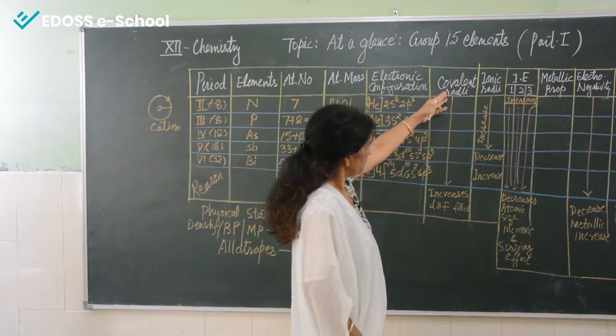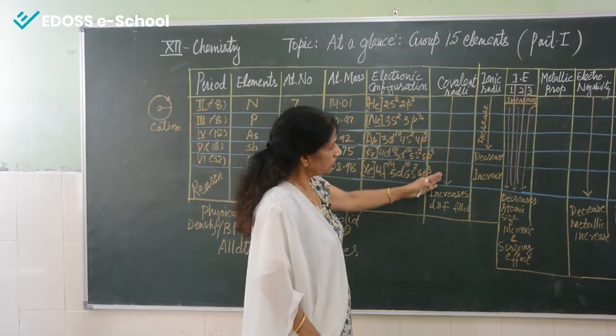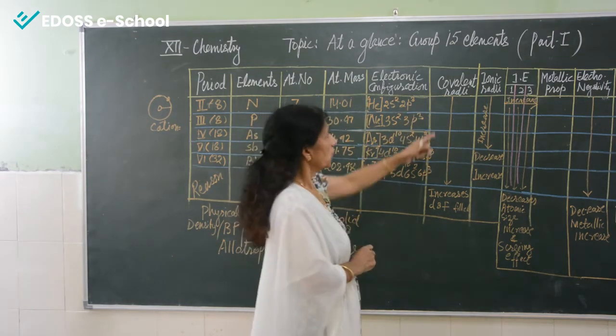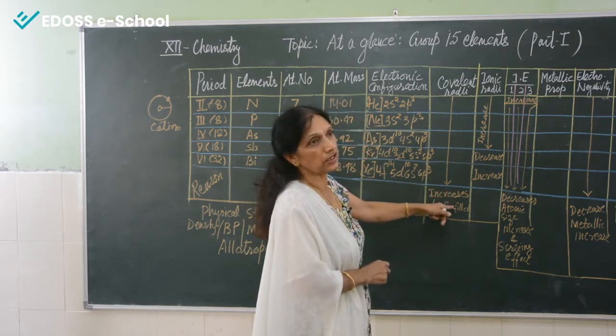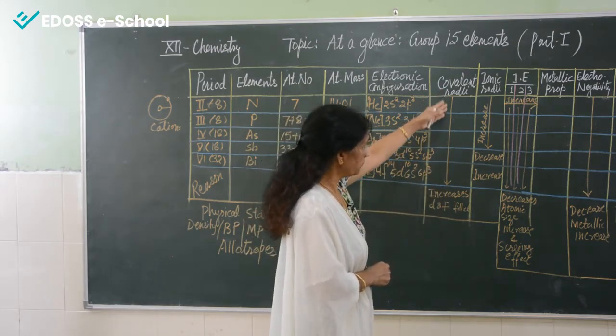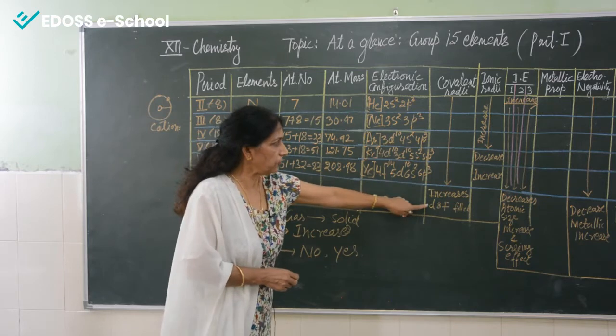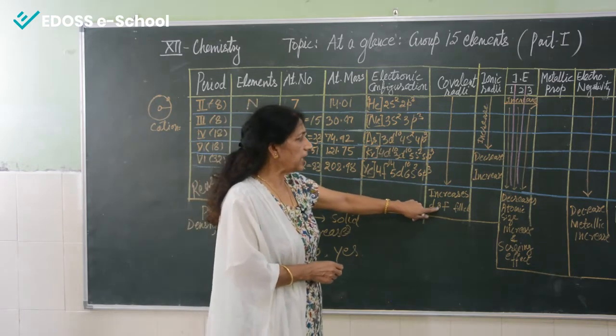Now here we can see covalent radii. What is happening to covalent radii? Covalent radii is increasing now, okay, as we are moving down. Now why is it happening? You can see here I have written d and f orbitals.